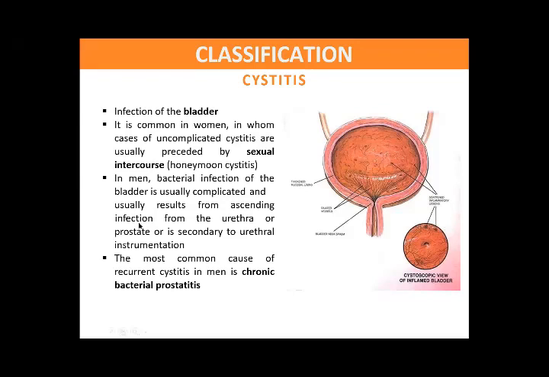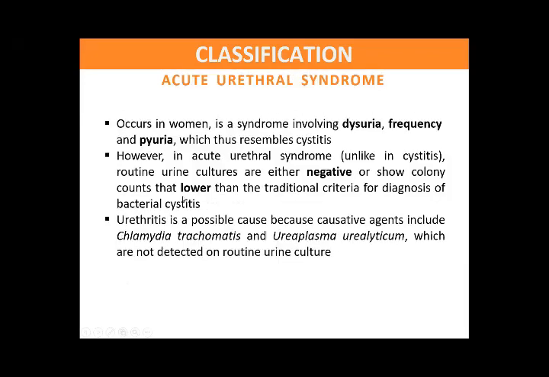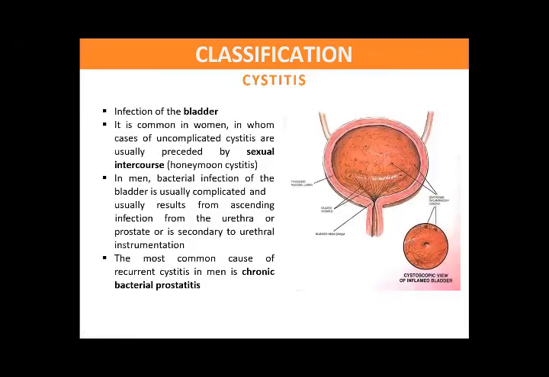In men, bacterial infection of the bladder is usually complicated, and complicated means that they have some underlying structural or functional abnormality. Either they have a urethral stricture or some other anatomical problem in males that can lead to a risk of infection.